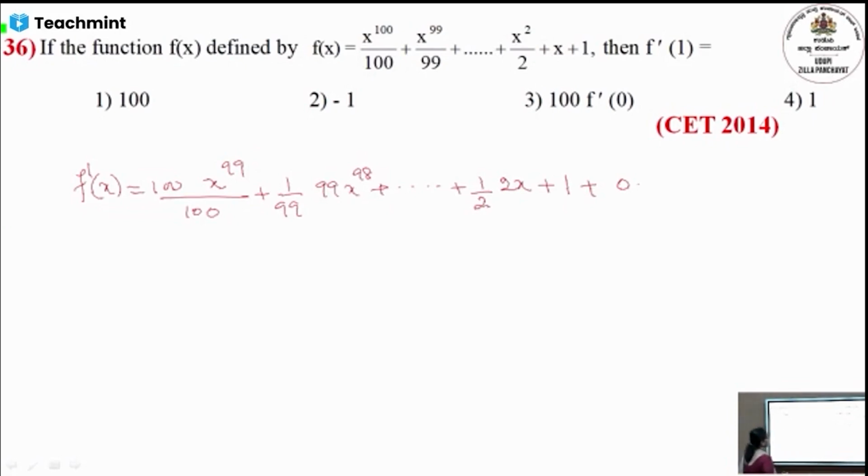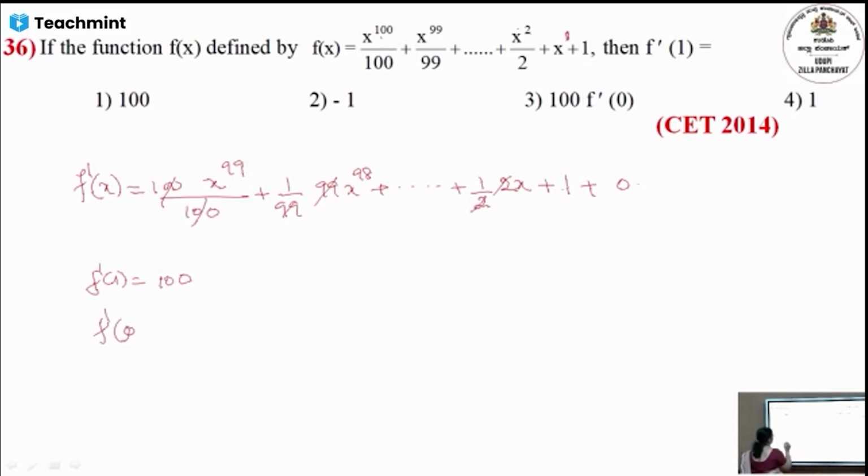So I have to find out what is f dash of 1. Can you see that f dash of 1 is, x power 1, x power 1, 2, 3, up to how many terms are there? 100 terms are there. So this 100 gets cancelled. So how many ones you are adding? You are adding 100 ones. 1, 2, 3 up to 100. There are 100 terms. So when I put x equal to 1, this is 1, this is 1, this is 1, this is 1. So I'm having 100.